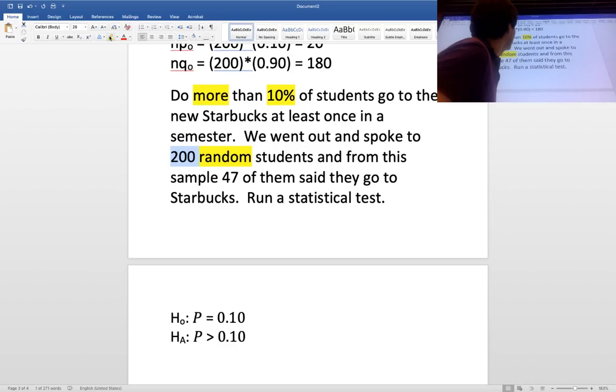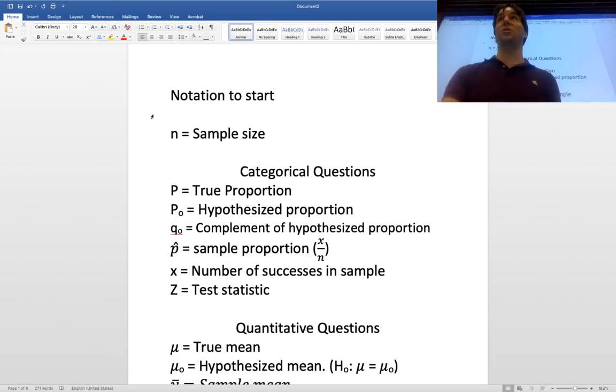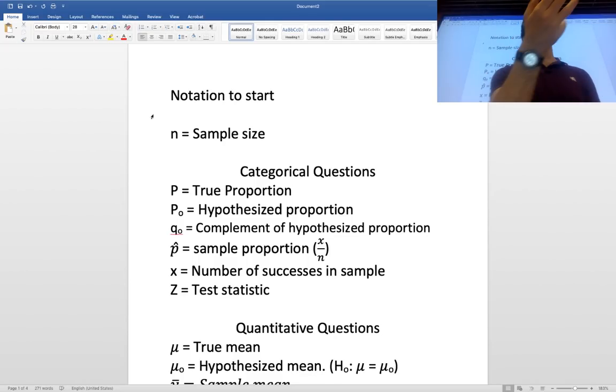And if you want, make sure to review the notation that we have right here where we go through and mark everything. Sample size is n, 200 students were sampled. 47 is how many students went to Starbucks, number of successes. P naught is what we hypothesized to be true, 10% at the start of it. Question?